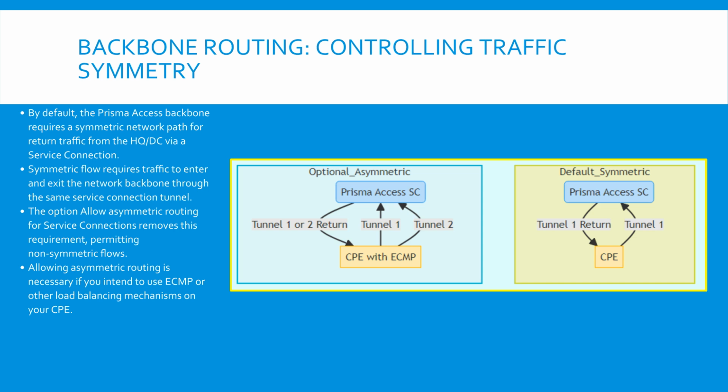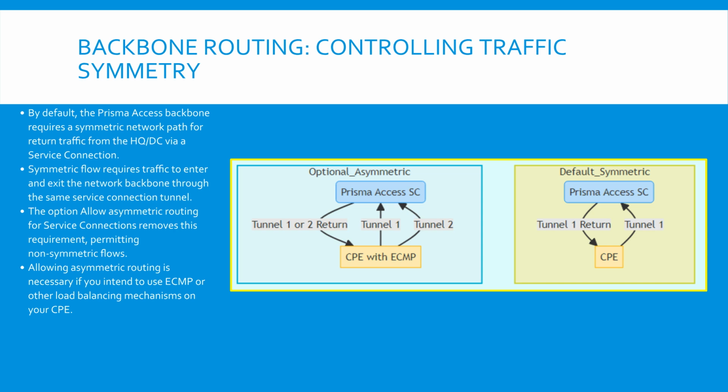However, if your network devices, like your customer premises equipment, utilize advanced techniques such as ECMP or specific load balancing mechanisms, you might need to enable asymmetric routing. Selecting this option permits non-symmetric flows across the service connection backbone. While allowing asymmetric routing can lead to load sharing across multiple service connections, this load balancing is considered a best effort basis by Prisma Access, and it may fail if one of the underlying service connections experiences an outage.